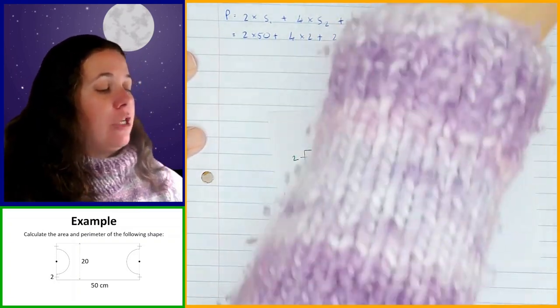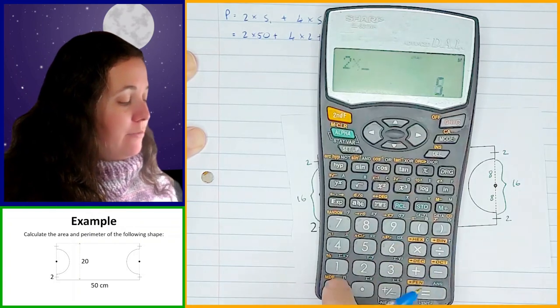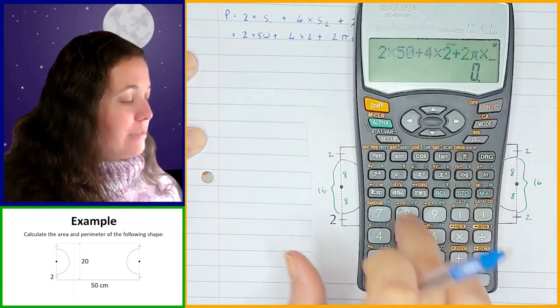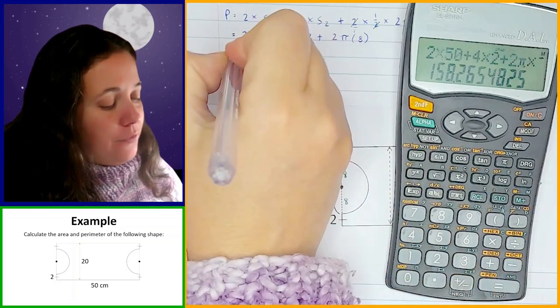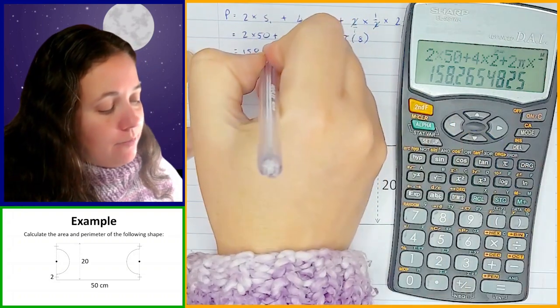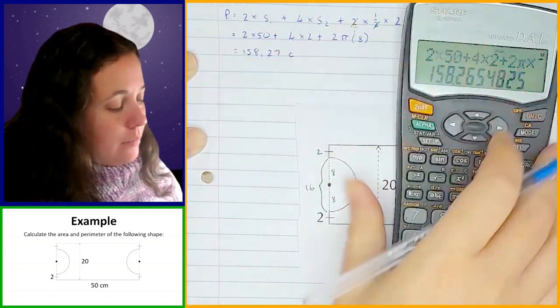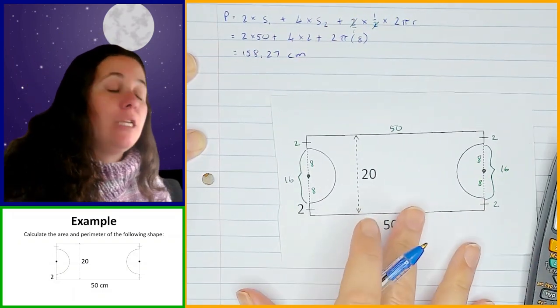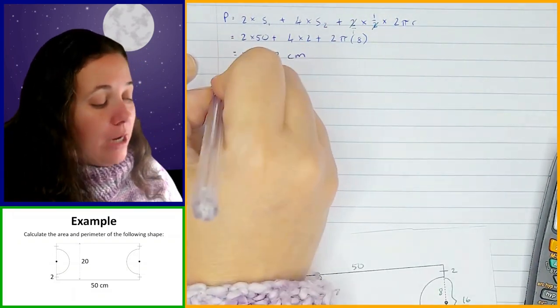And now I'm going to use my calculator to work that out. So I've got 2 times 50 plus 4 times 2 plus 2 pi times 8. And that gives us 158.27. And that is centimeters. So that is one way of doing it. Like I said, you could have done it the long way of writing it all out separately.